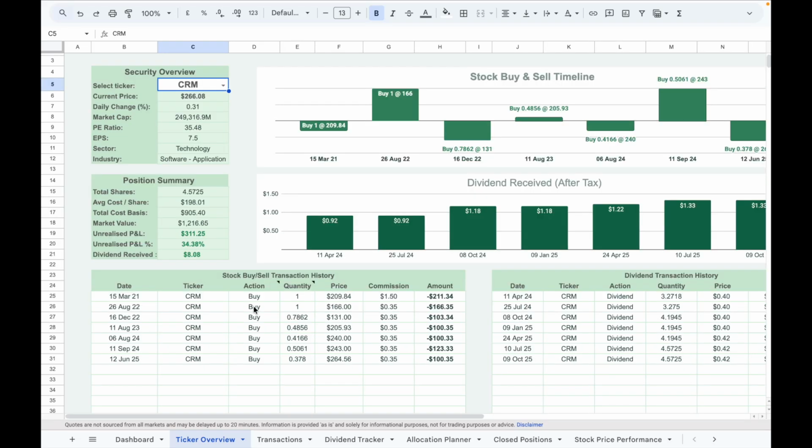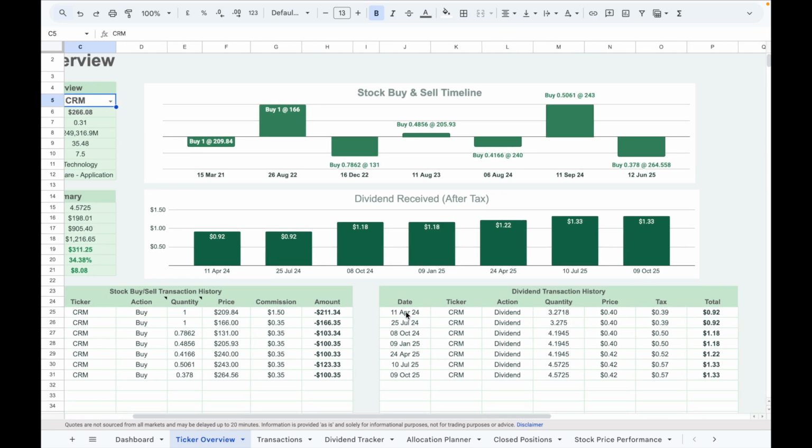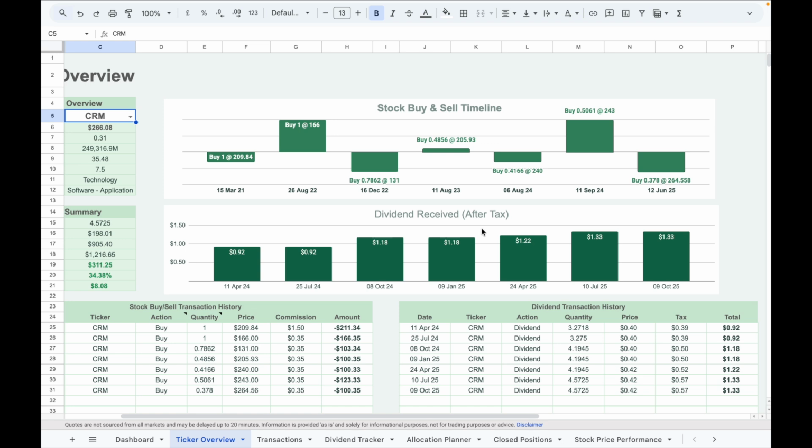Below you will find the complete buy or sell and dividend transaction history for the selected stock. The charts on the top display the timeline of buy and sell transactions, showing shares quantities and prices. The dividend chart below shows dividend payments over time, allowing you to visualize dividend trends.